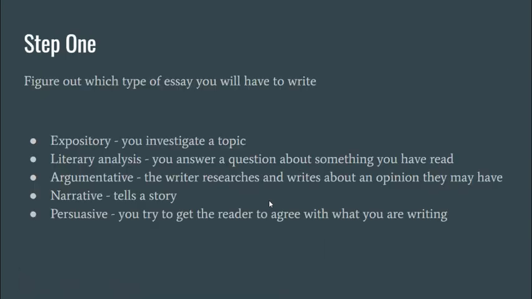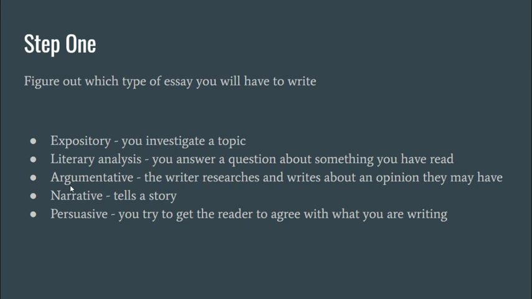So there are 5 steps to unpacking a writing prompt and understanding all of the parts that go into a writing prompt. The first step, step 1, is to figure out which type of essay you will have to write. You may have to write an expository essay where you investigate a topic and you write on that. You may have a literary analysis. This is where you would answer a short question about something that you have read. This is what we see the most when we take our tests.